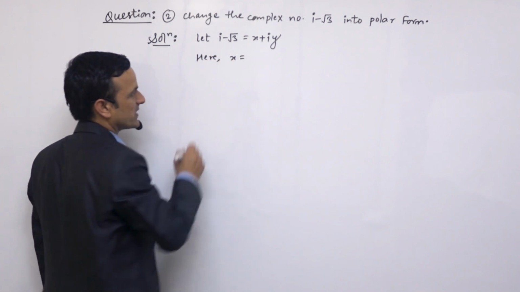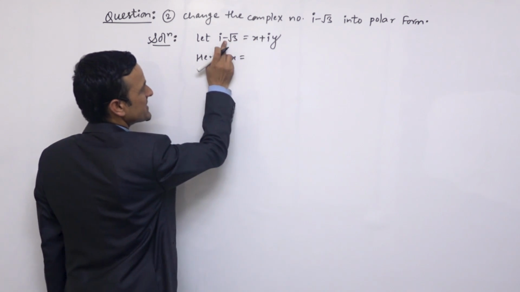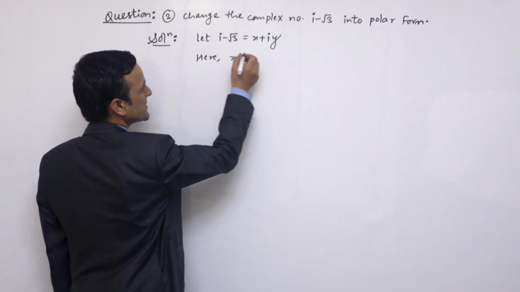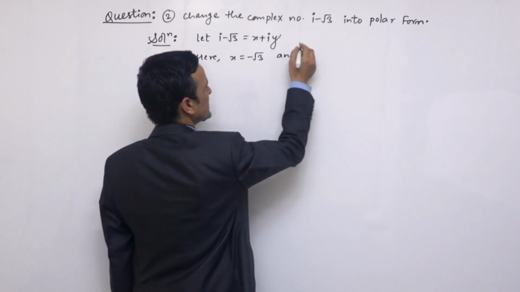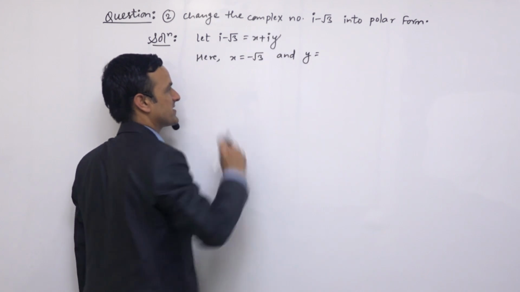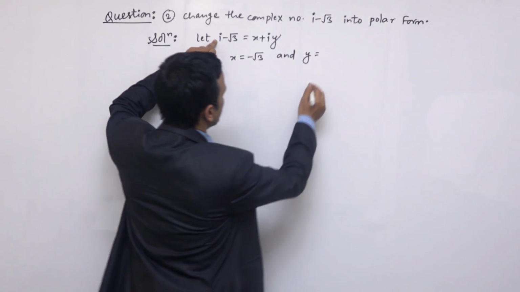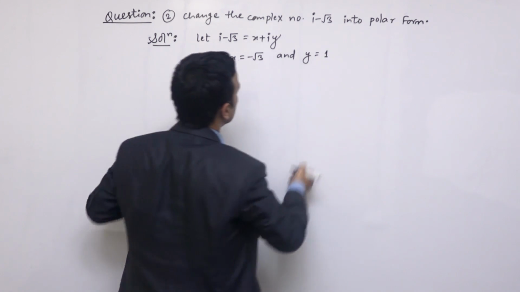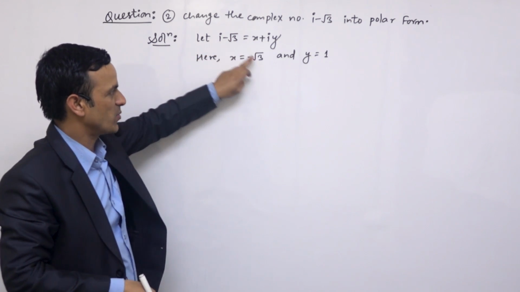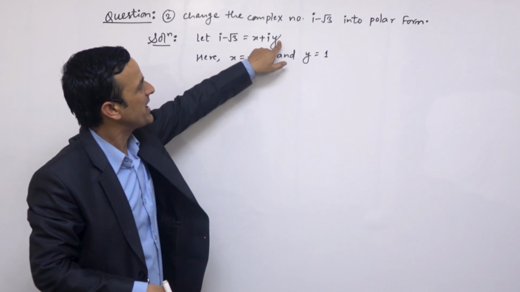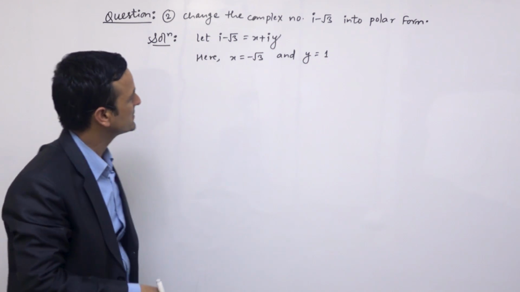Here x is equal to what? Value of x is, this is real number and this is real part. So write down minus √3, and this is imaginary part because i is here. So the coefficient of i is 1. So x we can compare with minus √3, and y is compared with 1. So the value of y is 1.